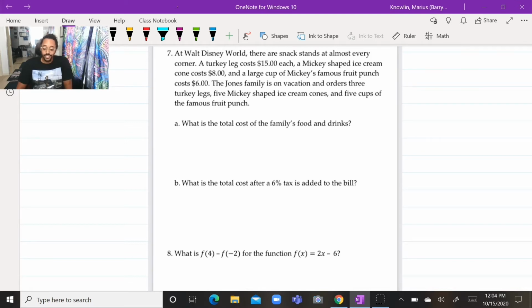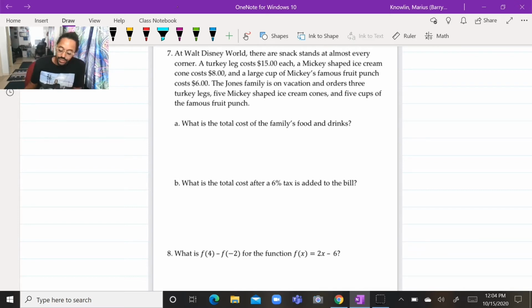And a large cup of Mickey's famous fruit punch costs $6. The Jones family is on vacation and orders 3 turkey legs, 5 Mickey-shaped ice cream cones, and 5 cups of the famous fruit punch. What is the total cost of the family's food and drinks?